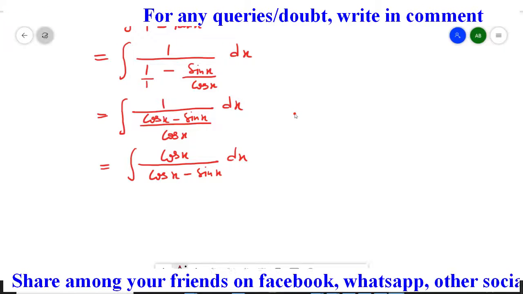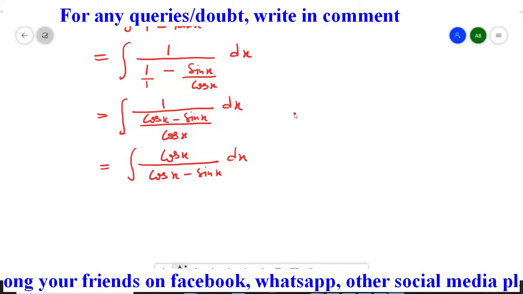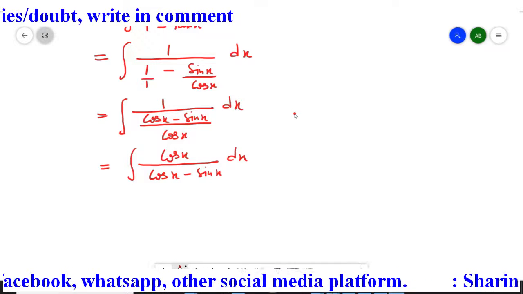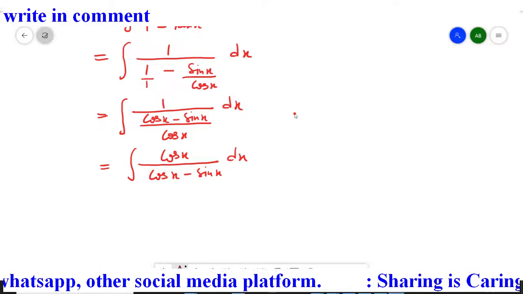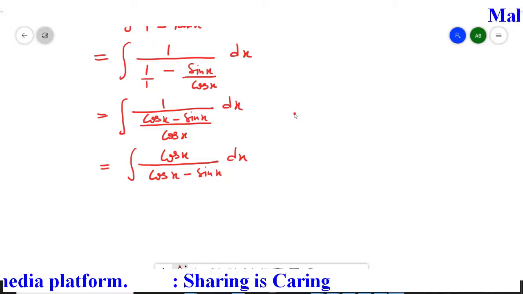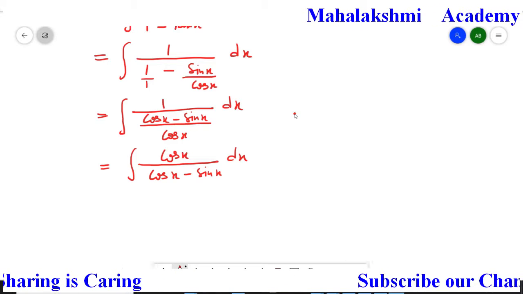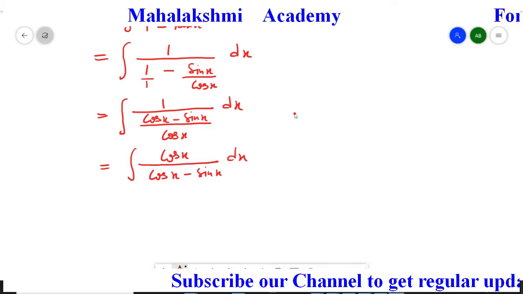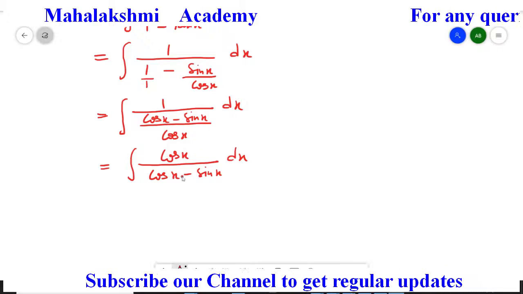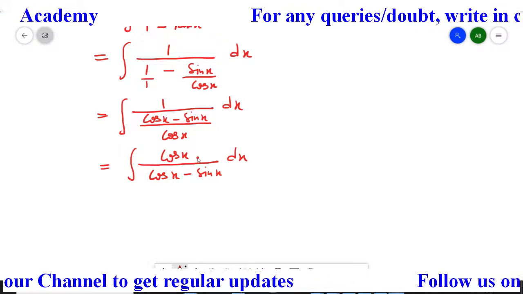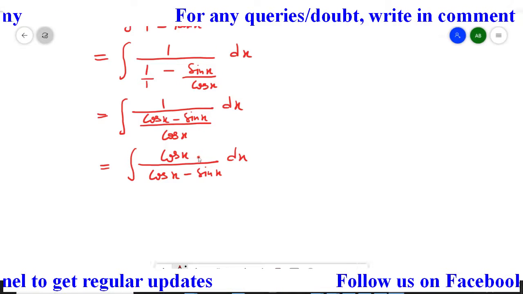Again I am repeating, it's a very important format of integration. In this format, what is the identification? In the denominator you will have cos or sine or both in the form of plus or minus, and in the numerator you will have either only cos or only sine. In that situation, in the numerator also you have to create cos x minus sin x. So here also we have to create cos x minus sin x.